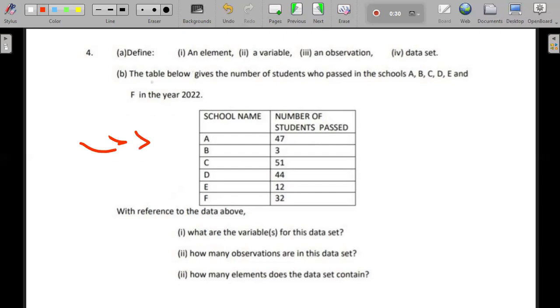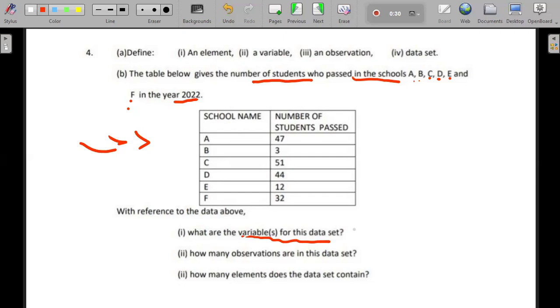Let's answer together. They're saying the table below gives the number of students who passed in schools A, B, C, D, E, and F in the year 2022. So we have the name of the school and the number of students. Now the questions come. I'm asking you guys, so I expect responses. The first question is, what are the variables in this data?